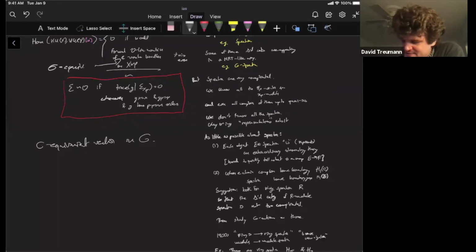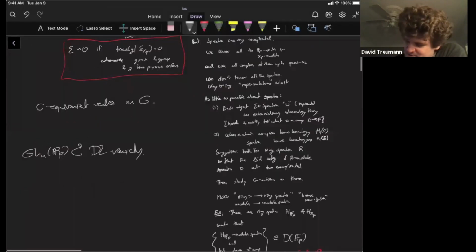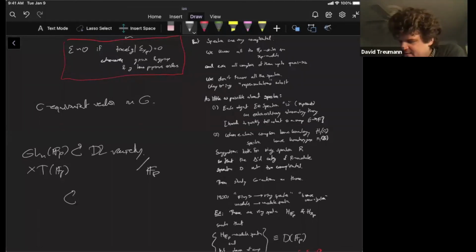Right, so I know GL_n(F_p) acts on some kind of Deligne-Lusztig variety, or maybe times a torus acts on some Deligne-Lusztig variety. So this is some variety over F_p, or maybe over F_p bar. Since this group acts on this variety, it's going to act on the category of coherent sheaves on this variety, and therefore on the algebraic K-theory of this variety.